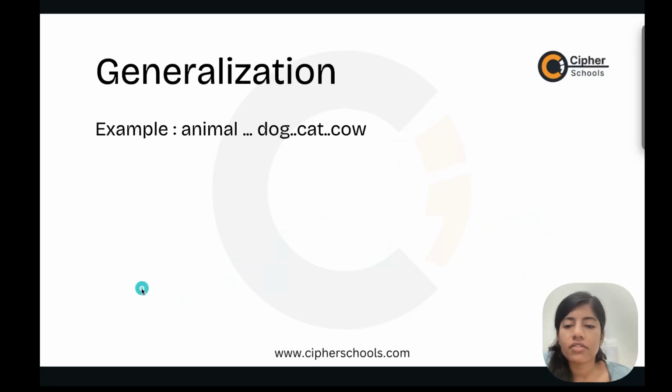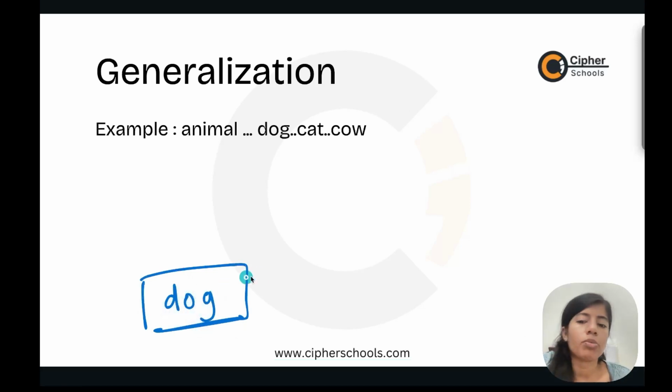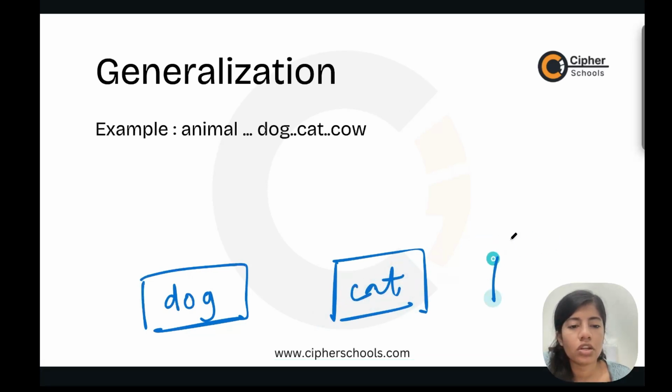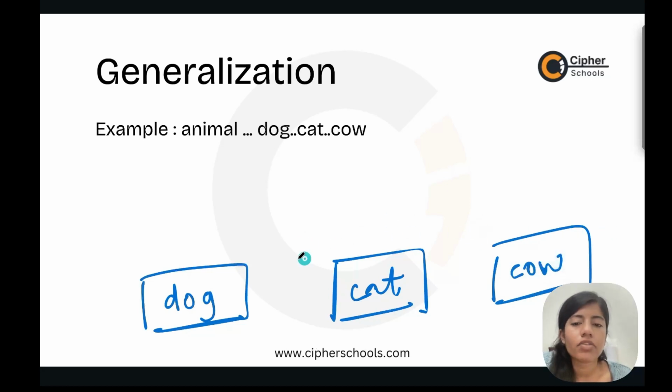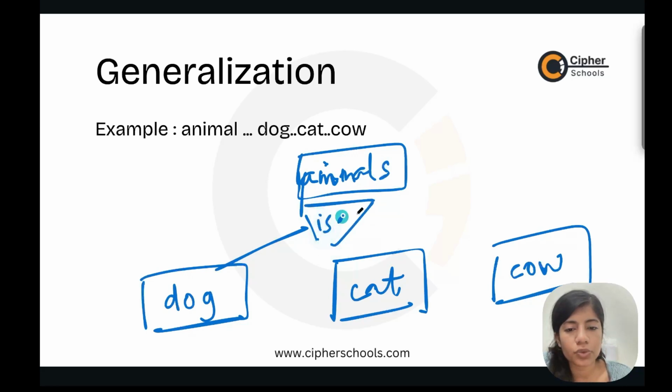Now, if I have different animals, such as dog, then I can have properties of dog, like dog barks and all. Then I can have cat, and I can have properties of cat as its attributes. And I can have some other animal like cow. Now, same thing, if I merge the common attributes, I can merge them into a general entity known as animals because all these are animals. Then I can have an ISA relationship between all of these. And I can say animal is a dog, animal is a cat, and animal is a cow.